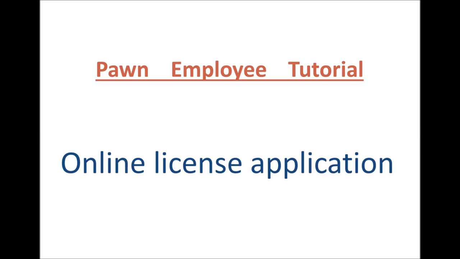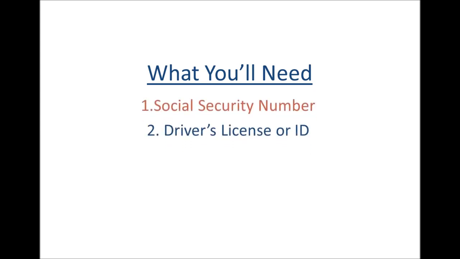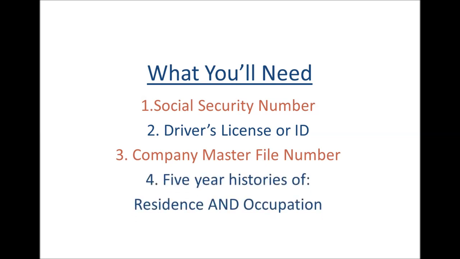This is the Pawn Employee tutorial for the online license application. You'll need four things: your social security number, driver's license or ID, your company master file number, which your manager should be able to provide, as well as 5-year histories of residence and occupation.